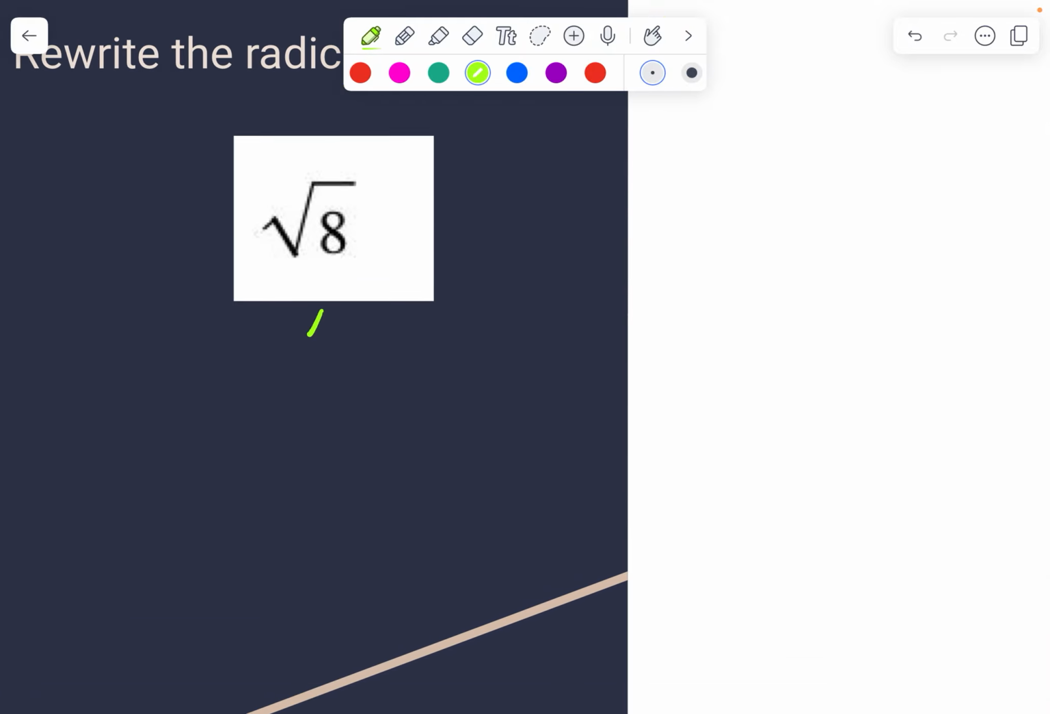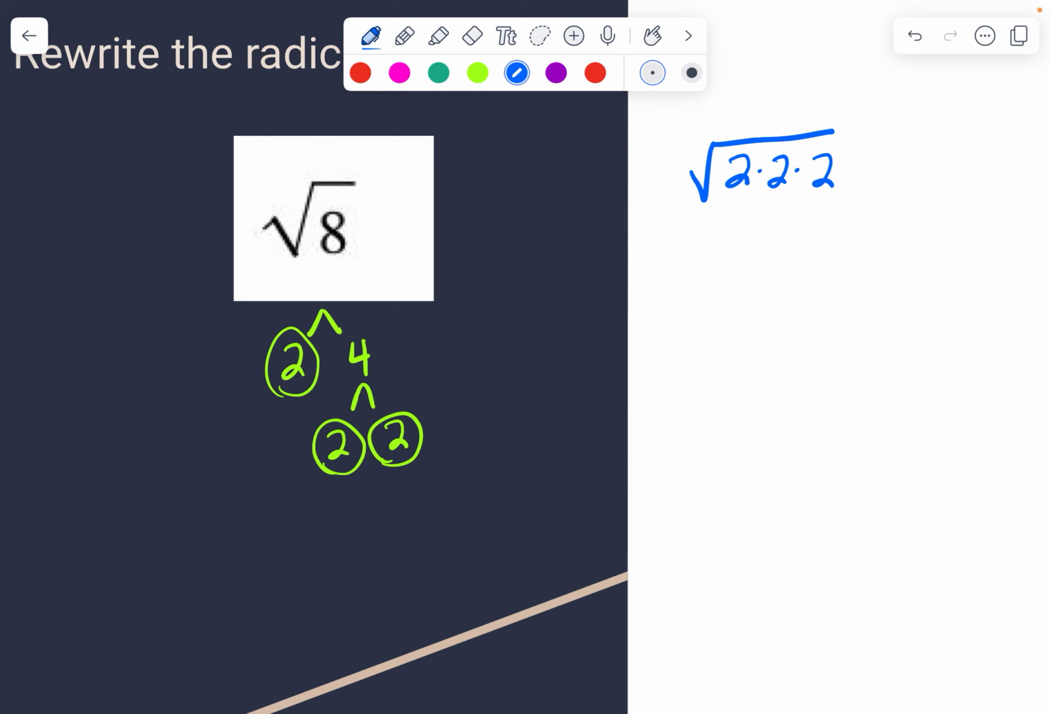Square root of 8. 8 is the same as 2 times 4. 4 is the same as 2 times 2. So square root of 8 then is the same as square root of 2 times 2 times 2. We have a pair of 2's with a 2 left over. So I can bring out one 2, and one 2 has to stay on the inside. So 2 times the square root of 2.